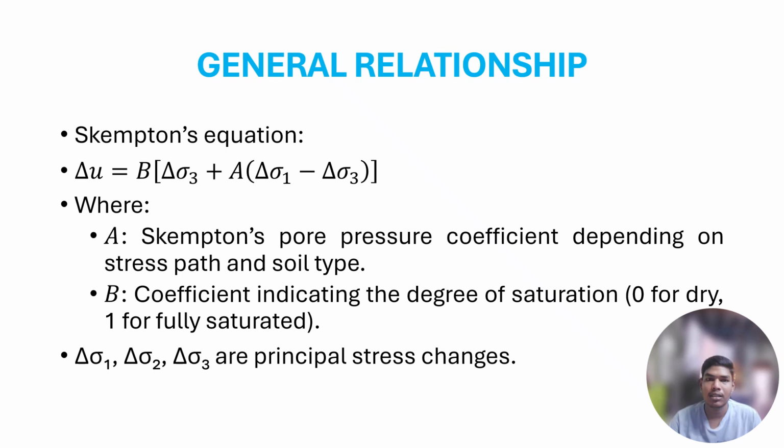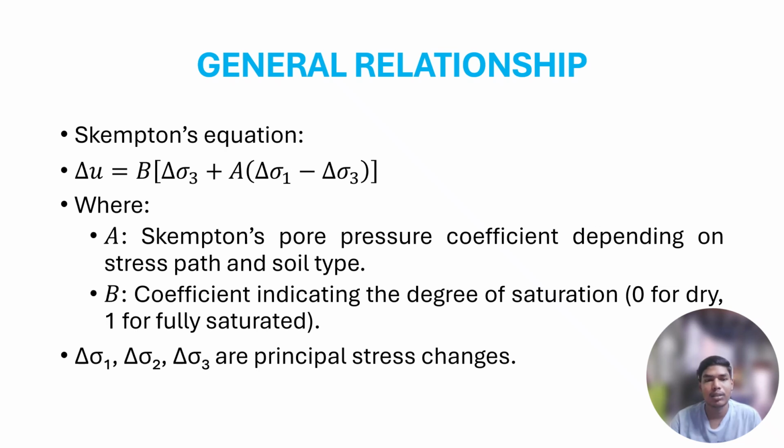Here is the general relationship of Skempton's equation. Skempton's equation: delta U is equal to B of delta sigma 3 plus A of delta sigma 1 minus delta sigma 3, where A is the Skempton pore pressure coefficient depending upon the stress path and soil type, and B is the coefficient indicating the degree of saturation, 0 for dry and 1 for fully saturated. Here B is the parameter of the saturated soil, where 0 is dry soil and 1 is wet soil, that means fully saturated soil.